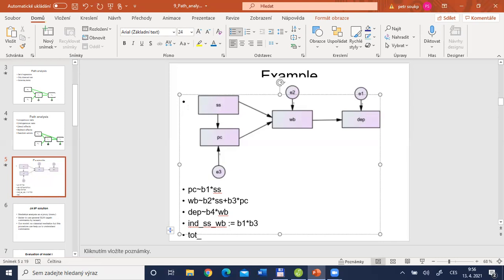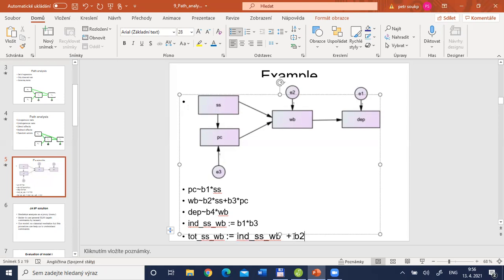Total effect, once again, social support, well-being. Once again, assignment in Lavaan. And what should be summed up, what should be written here? Independent SSWB plus. So this one? Yes. Okay. Plus what? Plus B2. B2, yeah. That's correct, definitely. So once again, B2.